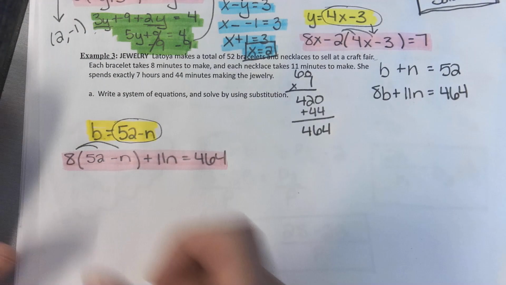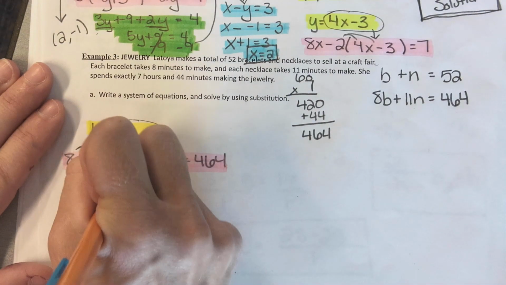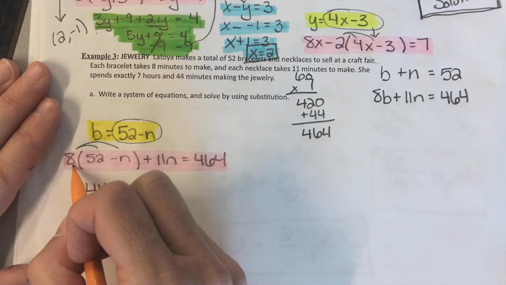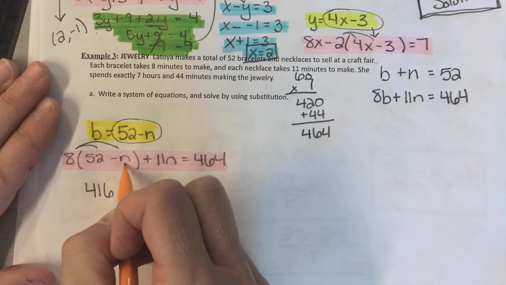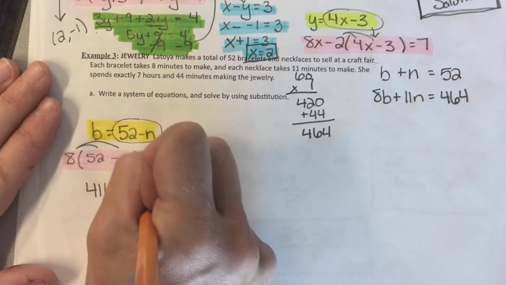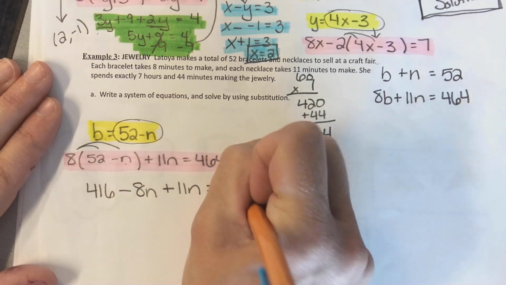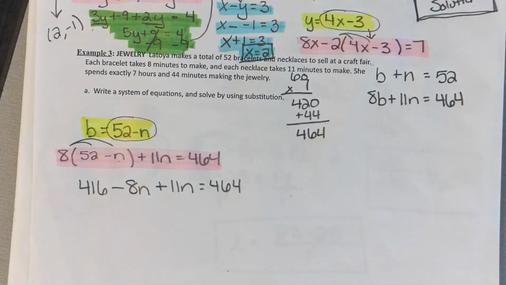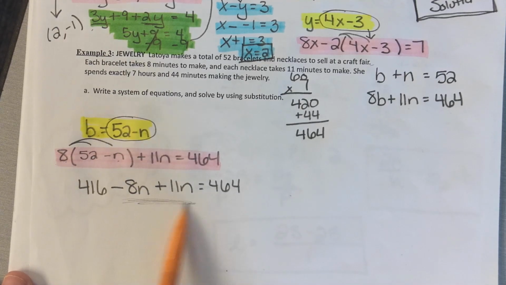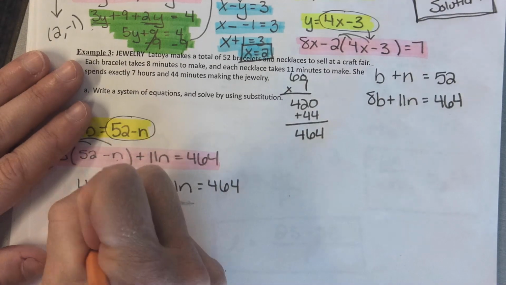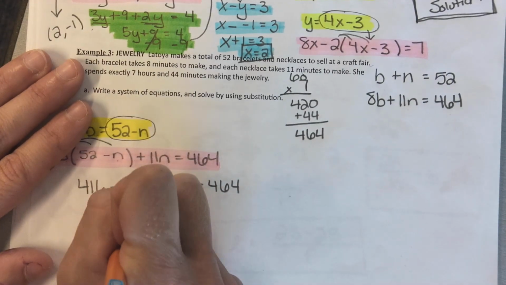416? Yeah, I agree. So when we distribute, I get 416 when I multiply these two, minus 8n plus 11n equals 464. So this is me going into solving mode. Do you see how you have like terms right here? They're sitting right next to each other, so I'm going to combine them. What do I get when I combine them? Ooh, careful, yep.